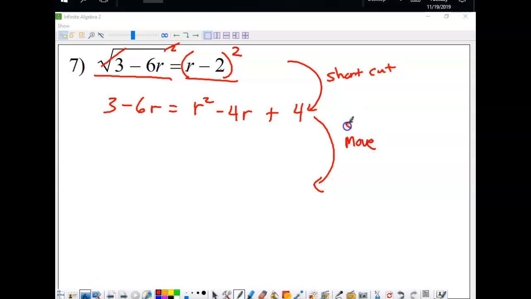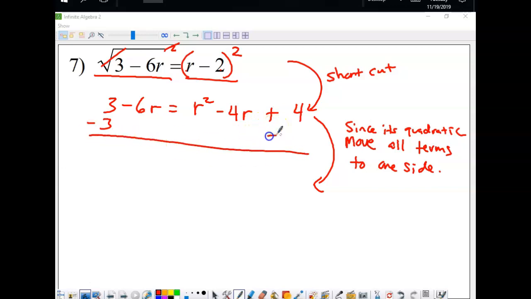Write down this step. Since it's quadratic, since this is a quadratic, it's not just a linear equation. I've got a square in there. Since it's quadratic, move all terms to one side. Move all your terms to one side. So I'm going to move this over, and I'm going to put it under which of these? I'm going to put it under the 4, and then I'm going to move this one also, and I'm going to put that one under the what? The negative 4r. I'm lining up my like terms.